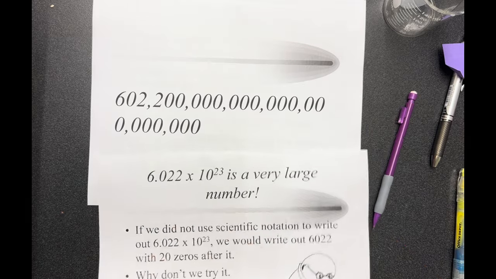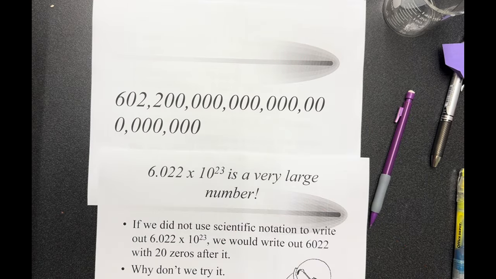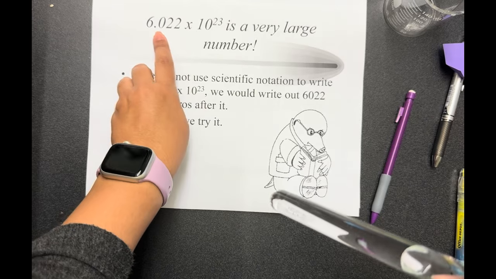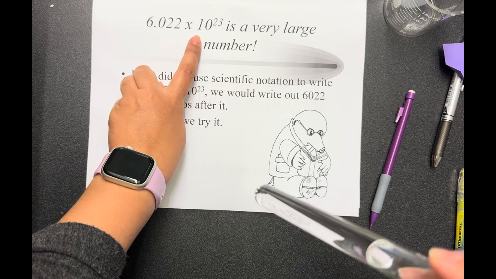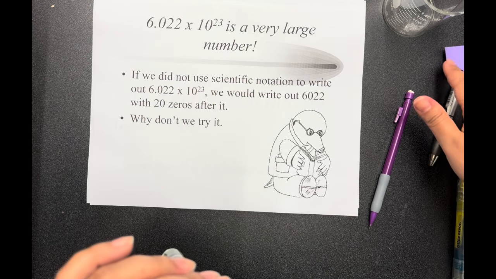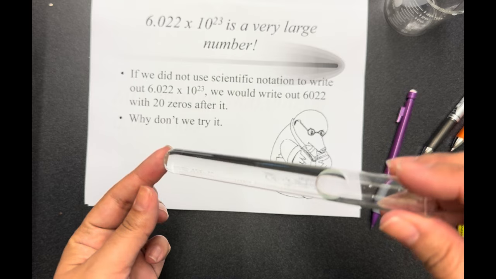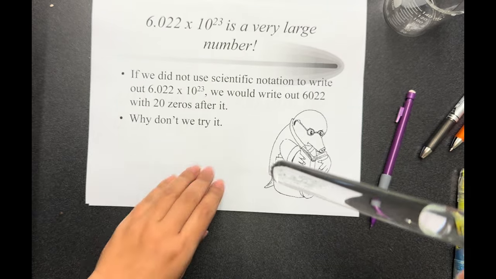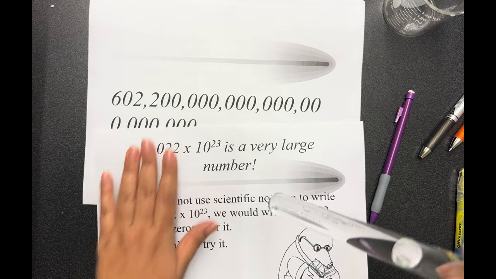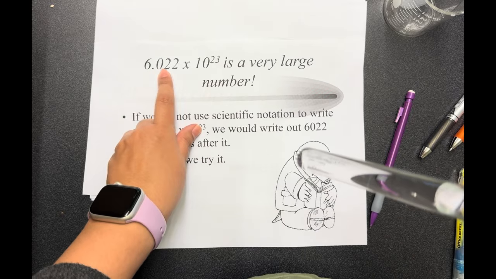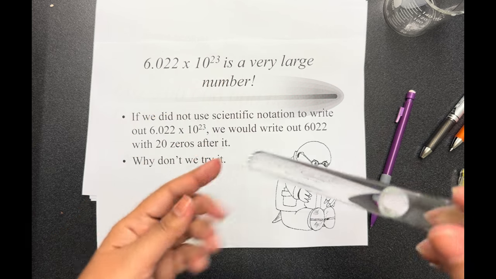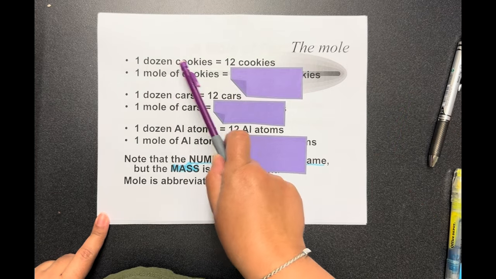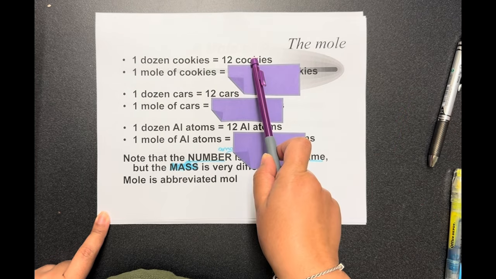So instead of having to say this many zeros, billion, trillion, we're going to say that in this test tube there are 6.022 times 10 to the 23 molecules of water. Okay, so moles let us work with very large numbers. There's a lot of molecules of water in here, but instead of having to write this very large number every time, we could just say that there's this many molecules of water, or we can say that here there's 1 mole of water.